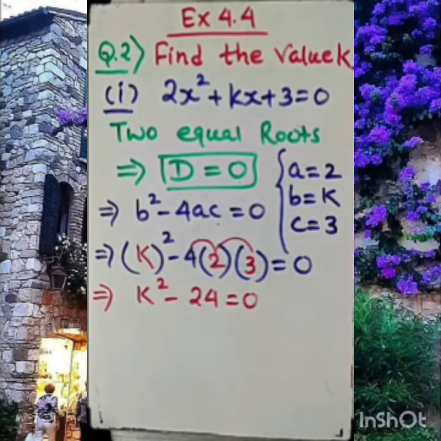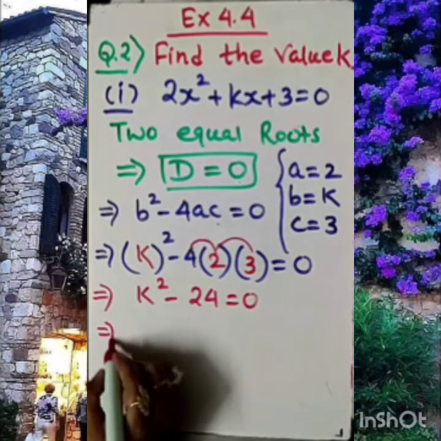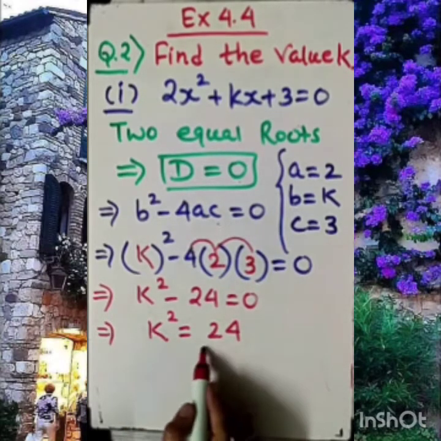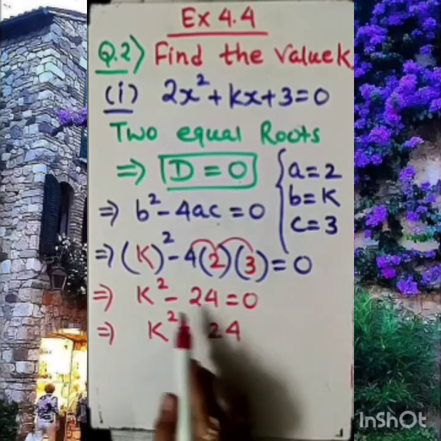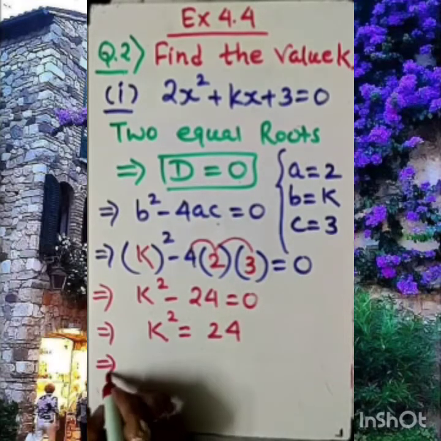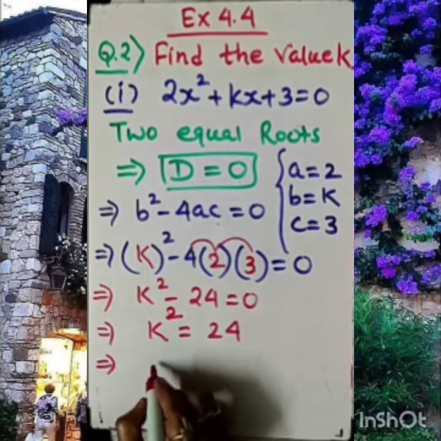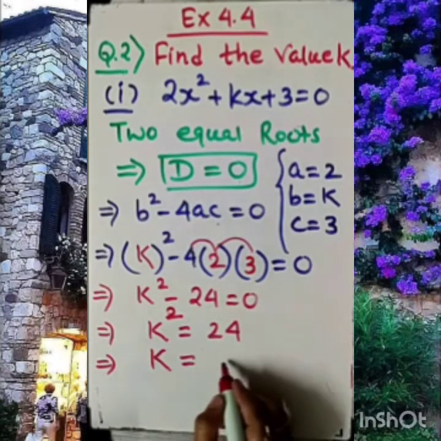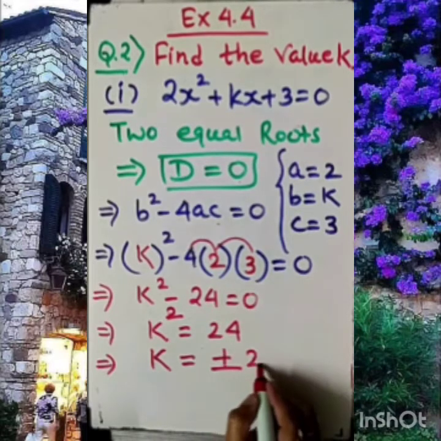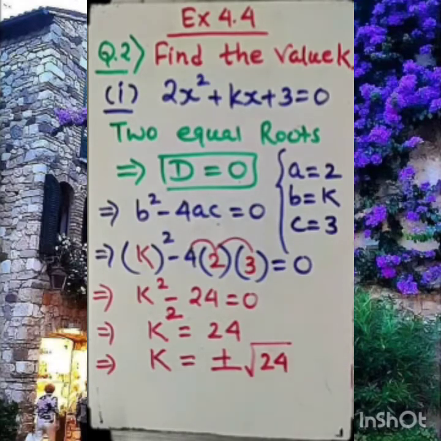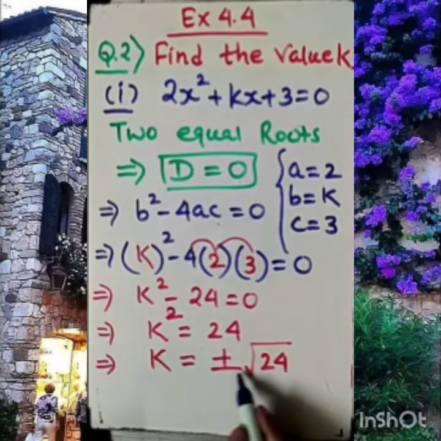Therefore, next step, can I say k square equal to 24? If I bring this minus 24 over, it will become plus 24. But I remove this square. When I remove this square, if I take the square root of both sides, then the value of k will be plus or minus under root 24. Be careful about these small things. Whenever it comes, you need to apply this plus or minus.